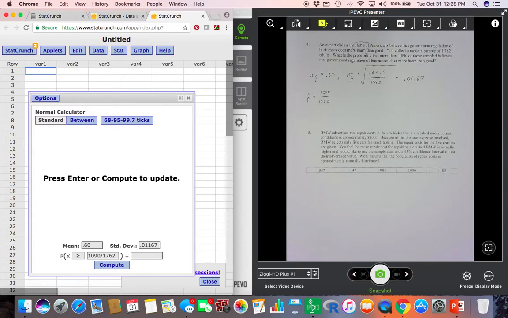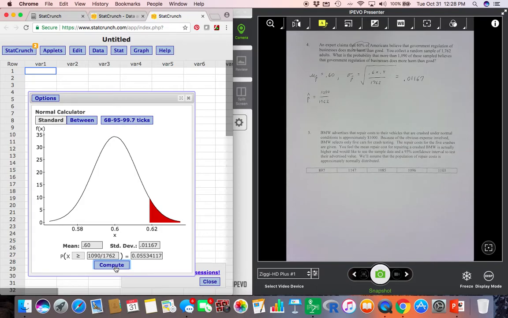I don't know how many emails I got from people who just put that 1090 there. Think it through, guys. If your mean is 0.6, how can what you're trying to find be 1090? This is a percentage. This is a count. You have to have a count out of the whole to make a proportion. So if your parameters are given in terms of a proportion, what you're actually finding the probability of has to be a proportion.